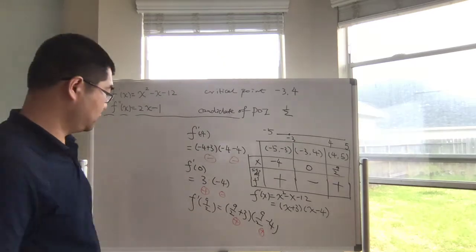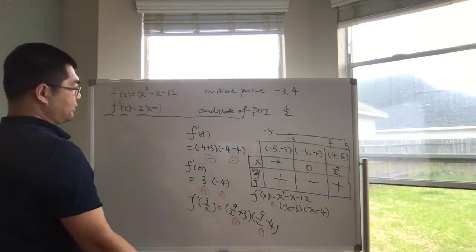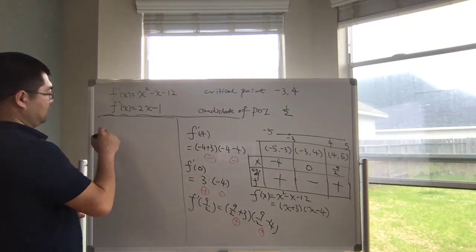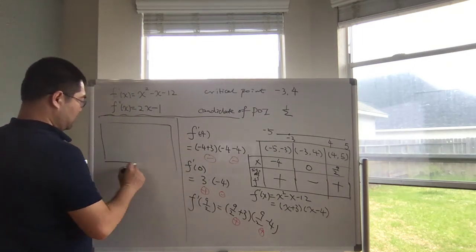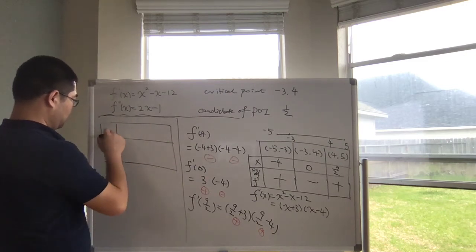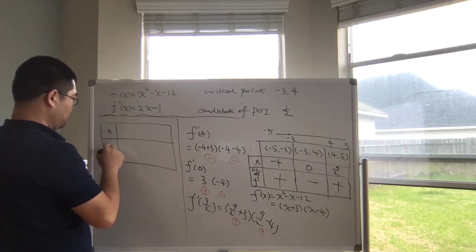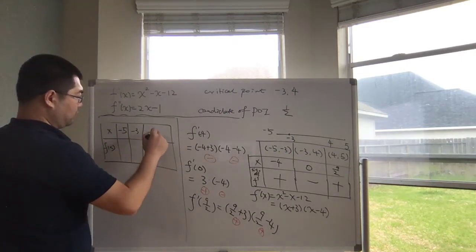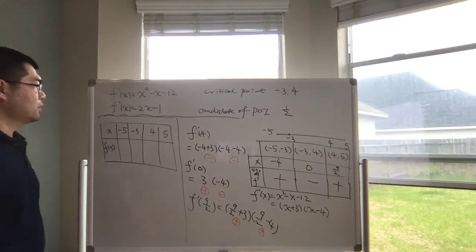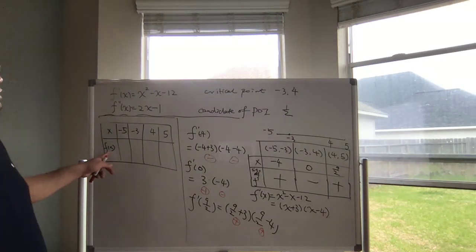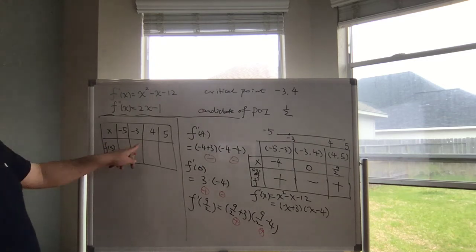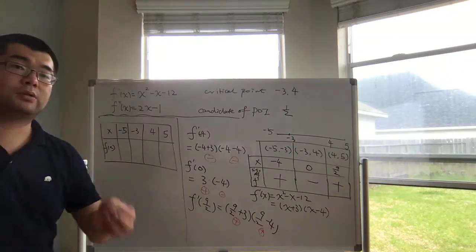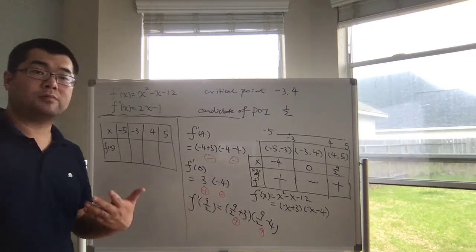I'll erase this part. So the increasing and decreasing intervals are done, and then the last one, we also need to list the table: -5, -3, 4, 5. To use this table, guys, you have to evaluate those four values in the original function, and then make a comparison to find the absolute max and absolute min.